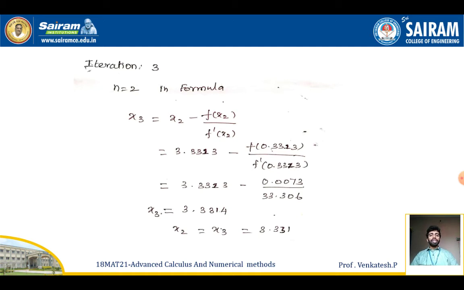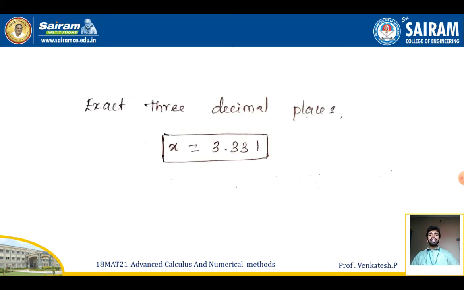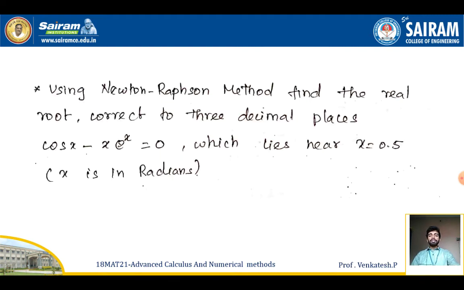3.3314. Now we can observe one thing here: up to 3 decimal places, x2 as well as x3 are the same. So we can stop the iteration process here. So now we can conclude that the approximate root of the equation, that is x cube minus 37, is 3.331, that is, the value of the cube root of 37 is 3.331. So we will see one more example related to the Newton-Raphson method.